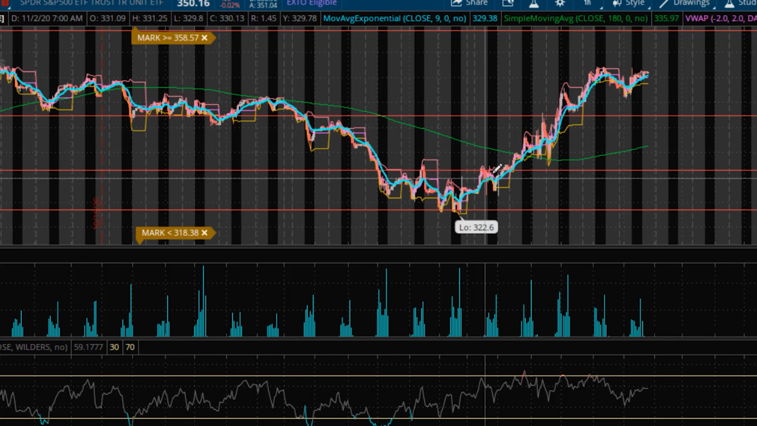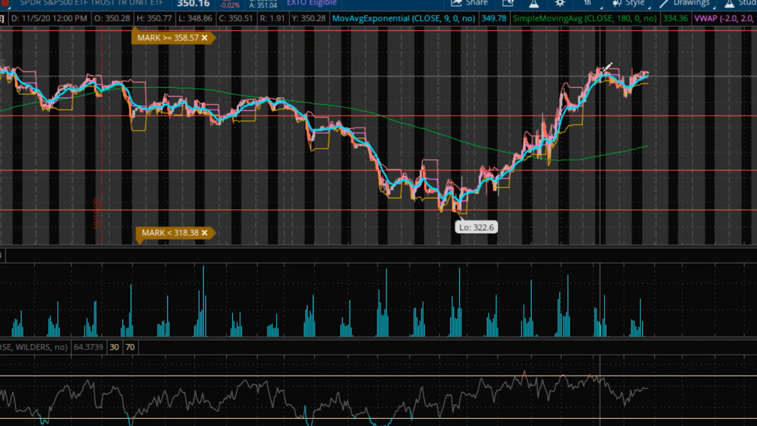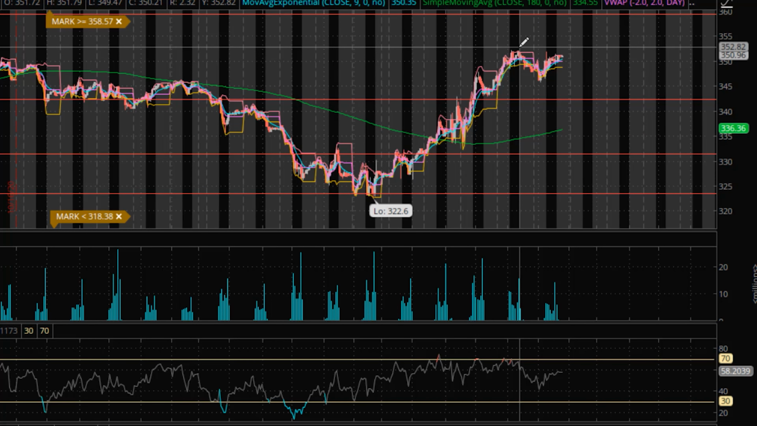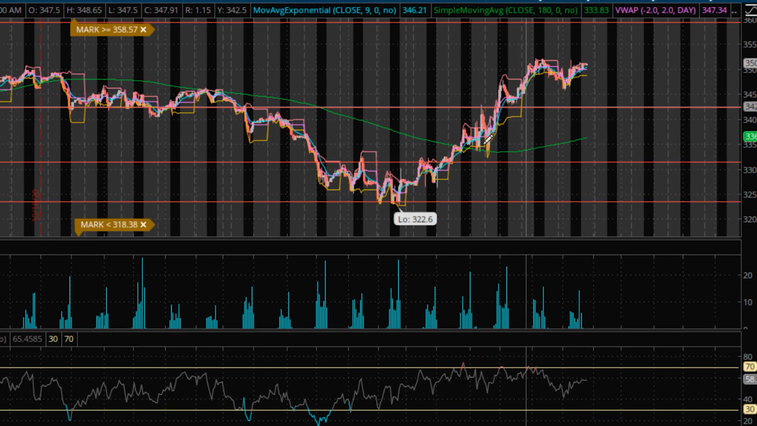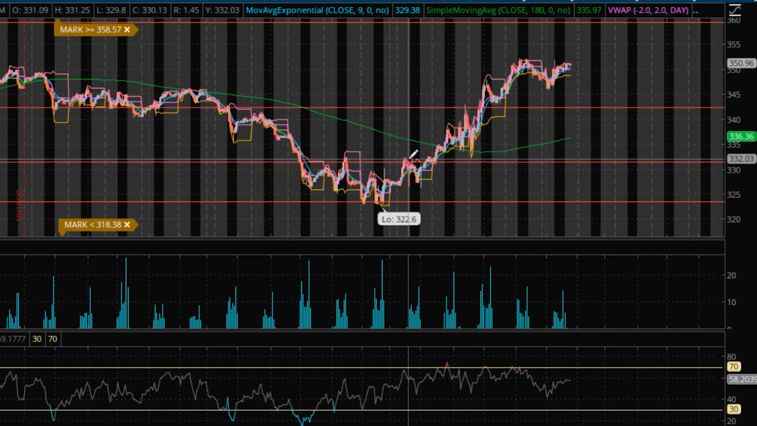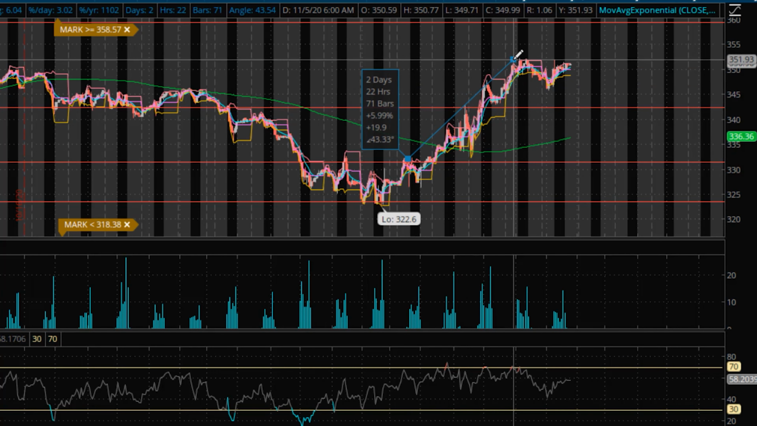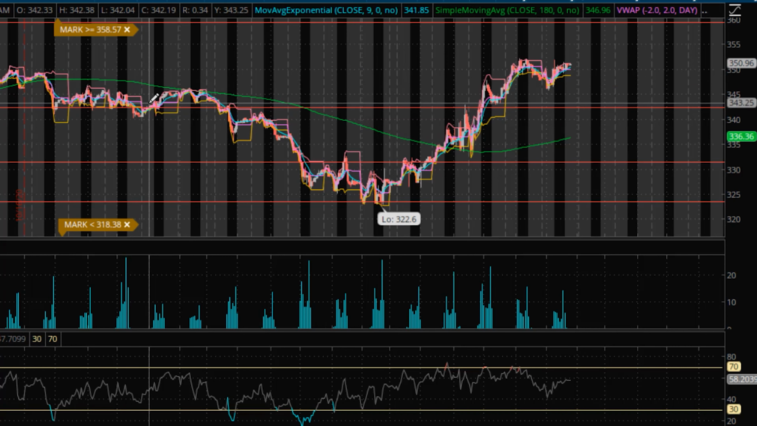Then the market starts going up, and up, and up, and now it's at $352.82. So now we've profited, going all the way from $332, which is around over here. So from here to here, we made a little 6% profit, because again, we bought in over here.